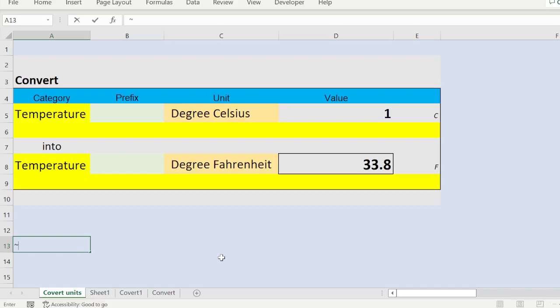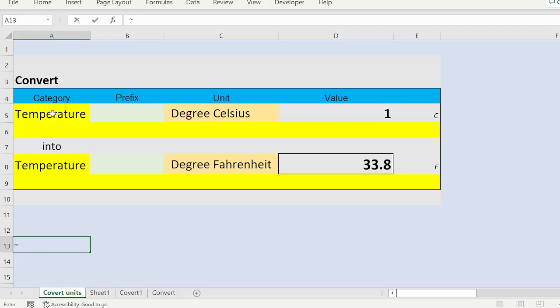Hi, now we are going to see how to have one worksheet which can convert almost any unit to any unit. Okay, so what we have here is a conversion table. I will explain to you what we have first, and then step by step I will explain how we can create this one and what formula I am using.